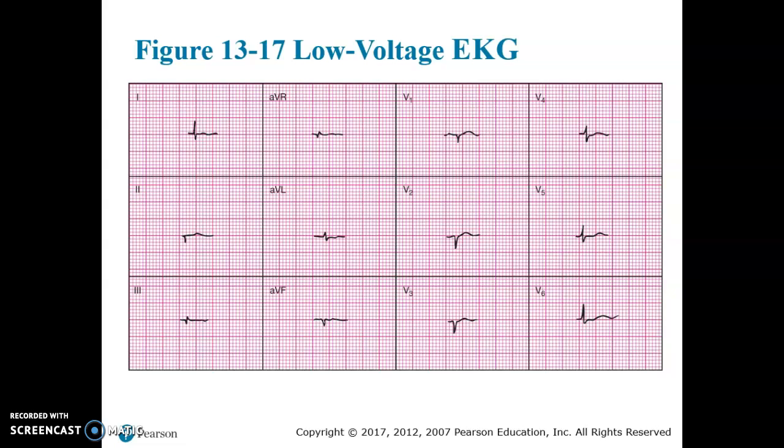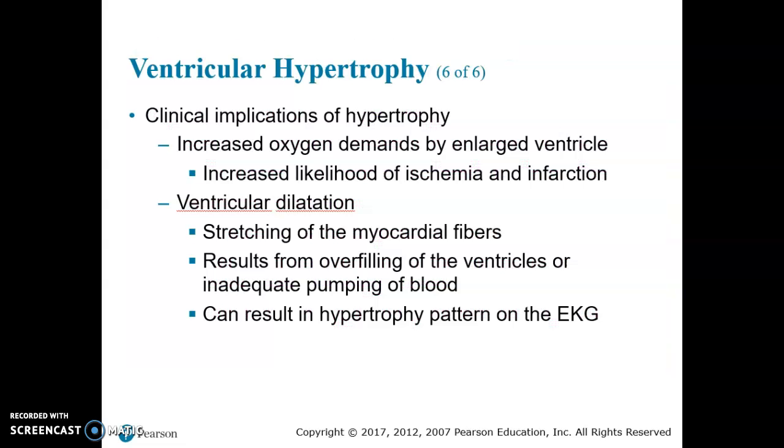There are several different clinical implications with ventricular hypertrophy. It increases the oxygen demand because we have that enlarged ventricle, and it increases the likelihood of ischemia or infarction. We have ventricular dilation, which stretches the myocardial fibers, which results in the overfilling of the ventricles and inadequate pumping. So it doesn't pump out like it should, and it stretches out and lets those ventricles get too full. And we can see a pattern on the EKG with this.